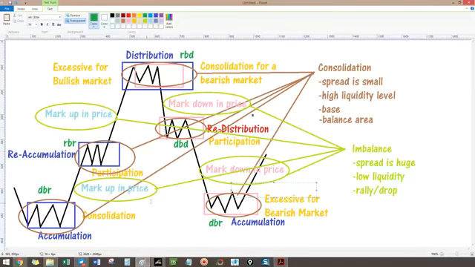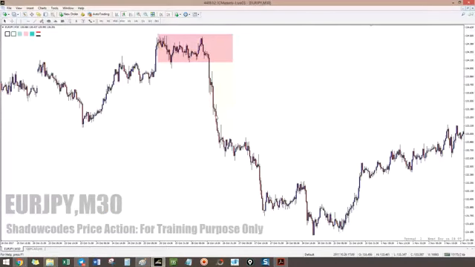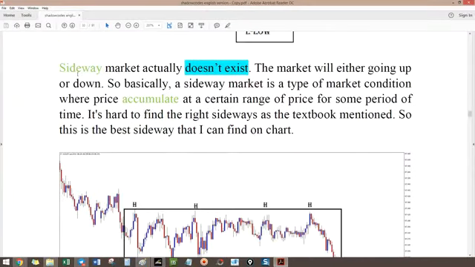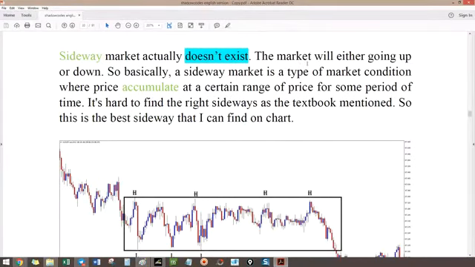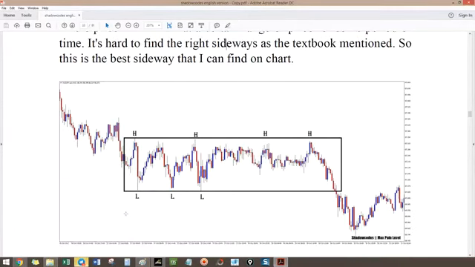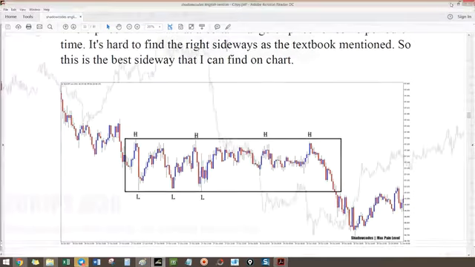All right, so what is the purpose of learning this? I will explain later. So the first one, we want to find this thing in the chart. Okay, so you have something like this. You have a sideway. Remember this one? Consolidation. Sideway market actually doesn't exist. The market will either go up or down. Sideway market is a type of market condition where price accumulates at a certain range of price for some period of time. Okay, so we want to find something like this in the market.